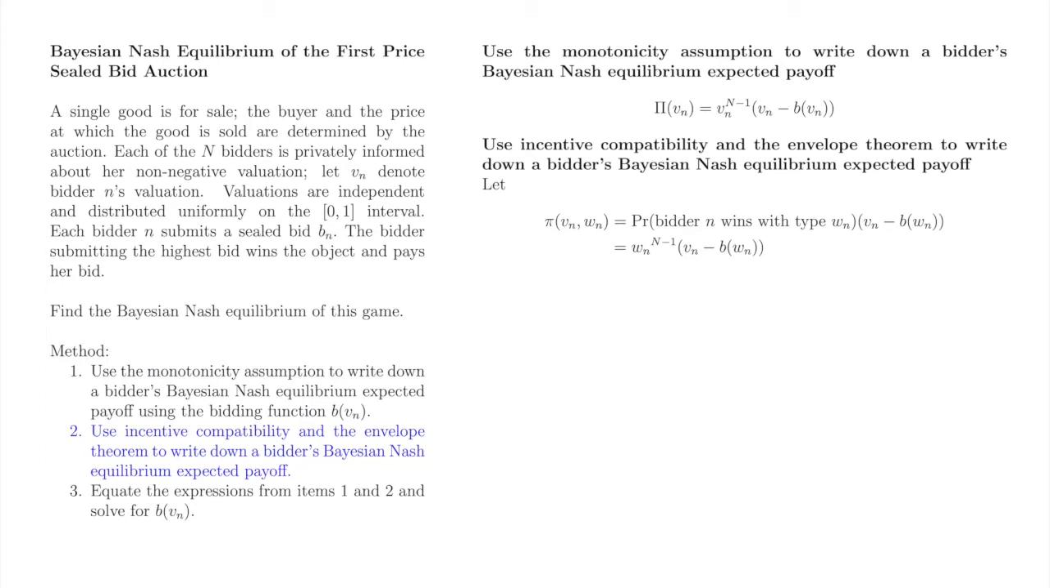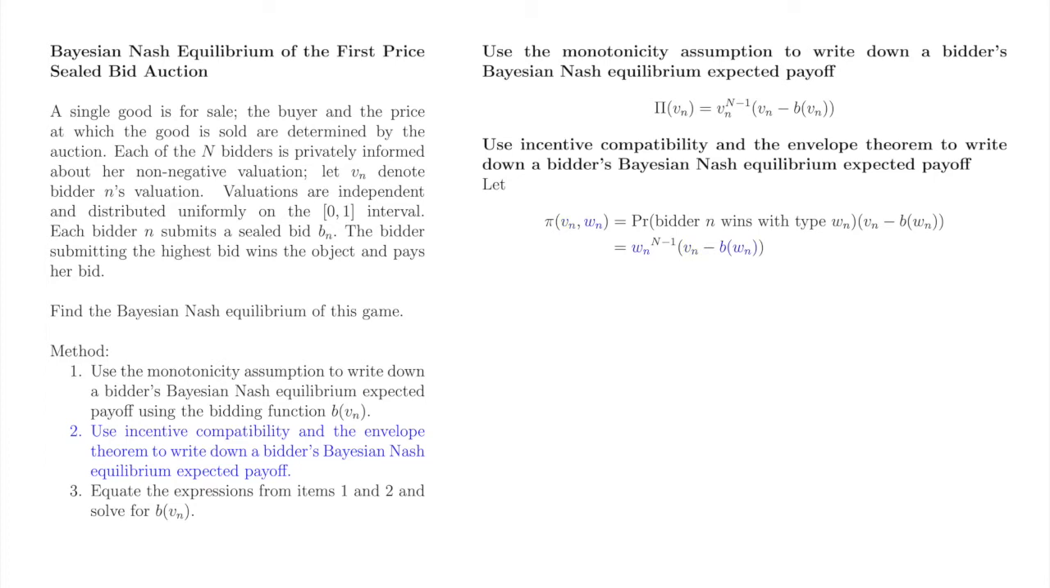Now we'll turn our attention to step 2, writing down the indirect utility function. Both the direct and indirect utility functions represent bidder n's expected payoff in Bayesian Nash equilibrium. The only difference is how we construct the two. We'll start by considering the following function, which represents a bidder's expected payoff when her type is Vn, but she represents herself as type Wn. Now, a bidder can't actually change her type. If she wins, the object is worth Vn to her no matter what type she represents.